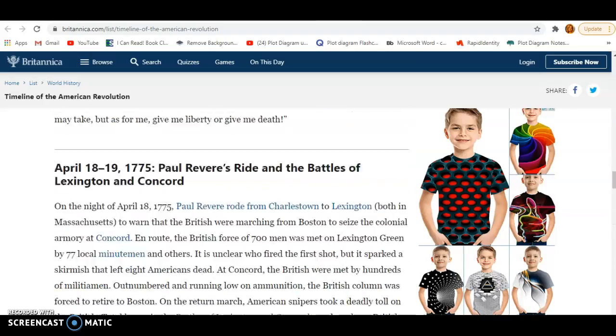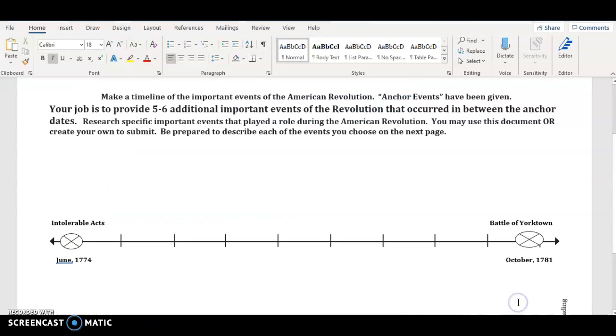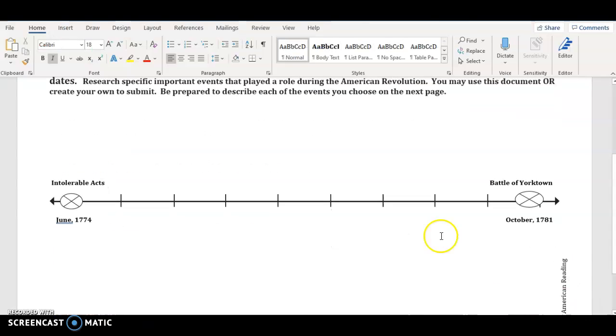So there's a lot of things you can do, but I need you to remember you must have 5 or 6 extra. When you go back to look at your timeline, there's a lot more than 5 or 6, but I'm only grading 5 or 6. So this is 1 and this is 2. That means you should have a total of 7 or 8, because you will include Intolerable Acts and the Battle of Yorktown, but you are not required to add more information on those, because I'm going to use that as my example. So that is your timeline.